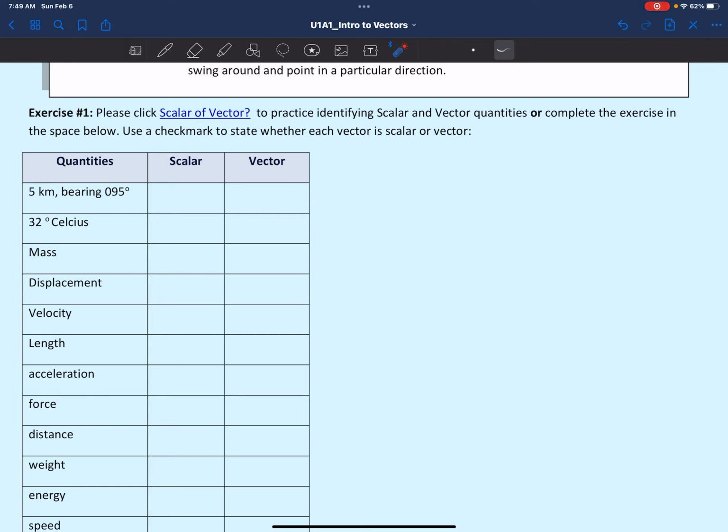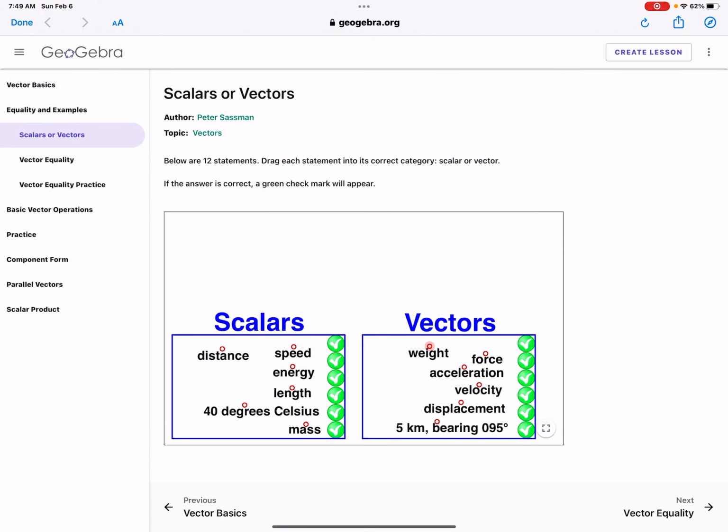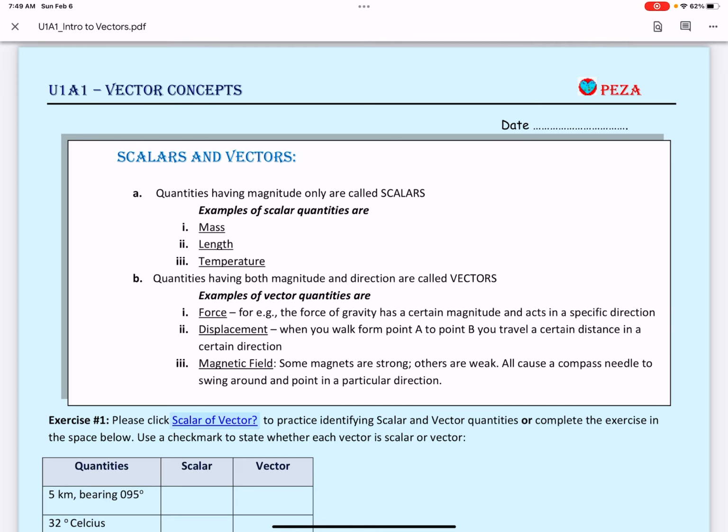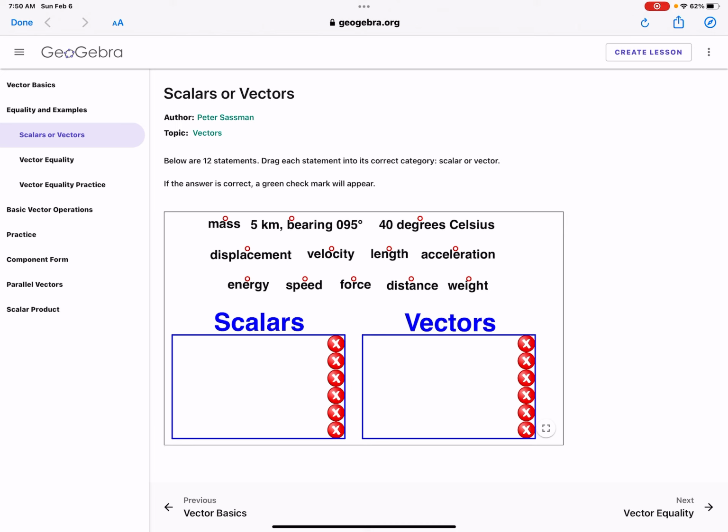And before we do that, I want us to practice this exercise on an app called GeoGebra. It's a very interesting app. And for this, we're using the lesson prepared by Mr. Peter Sassman. So, as you can see here, we have two boxes, a scalars and a vectors box, and we're going to drag each quantity into the respective box. So my guess is that the mass is a scalar. And as you can see here, the cross turned into a check mark. And if you try to put this into the vectors box, it's not going to work, right? So we know now it's a scalar.